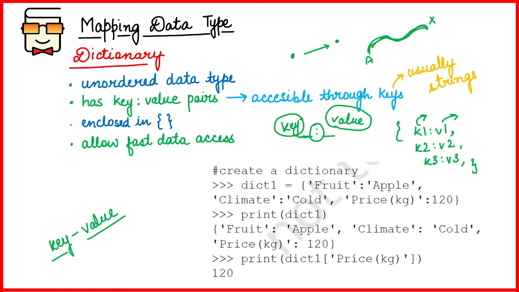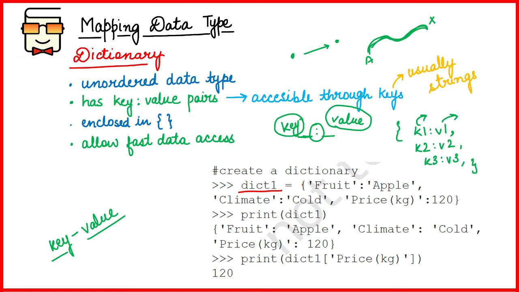So how to create a dictionary? Let's take an example here. Suppose you want to name your variable that contains the dictionary as dict1, and you want to start the dictionary with an opening curly brace, and end it with a closing curly brace. The first key value pair that you want to assign to it, the key is fruit, and see how it has been enclosed in single quotes.